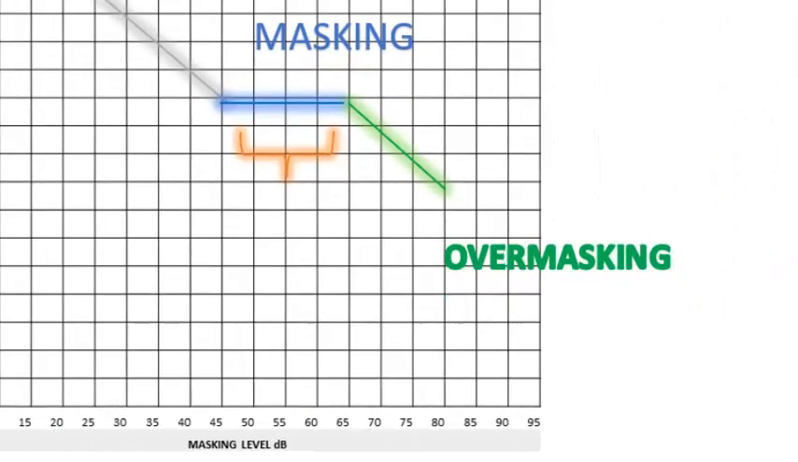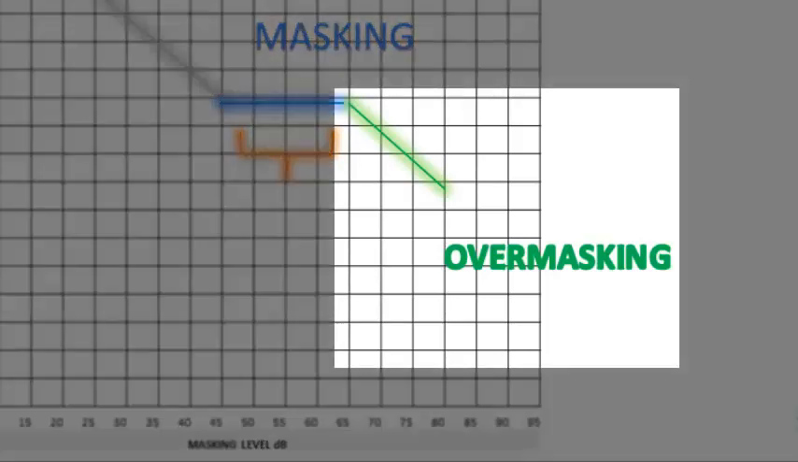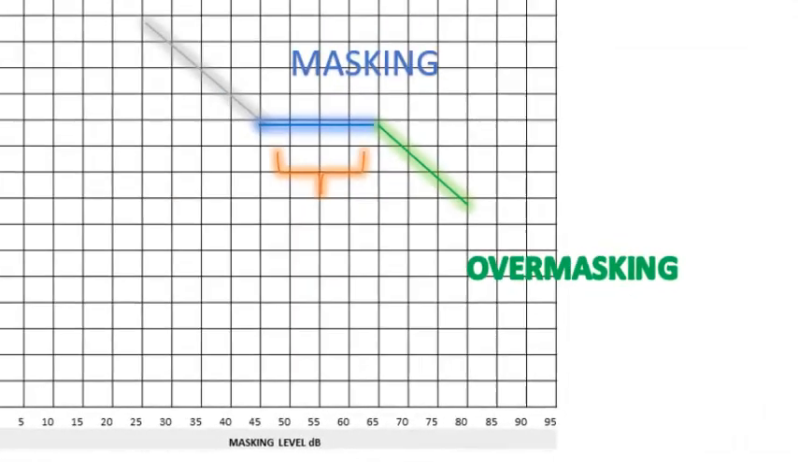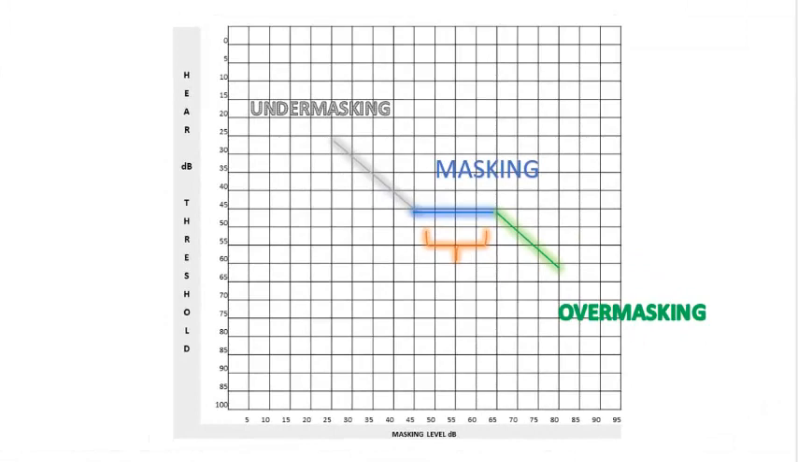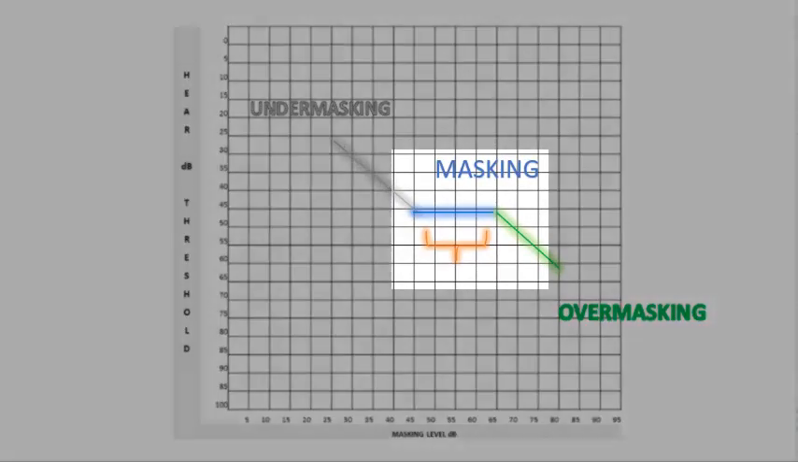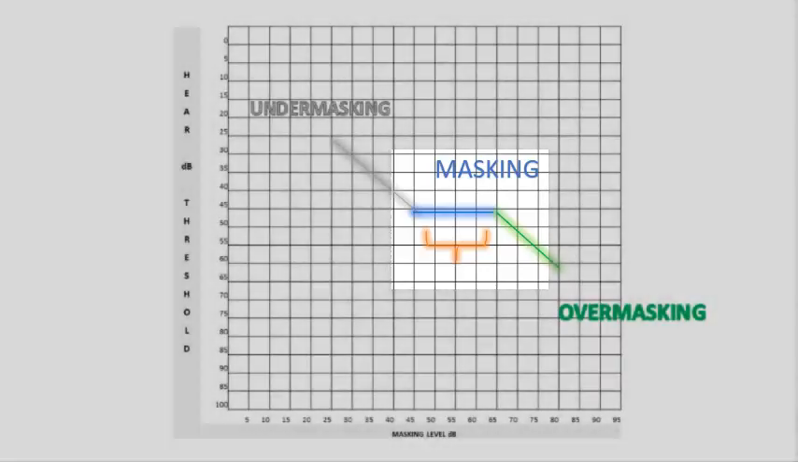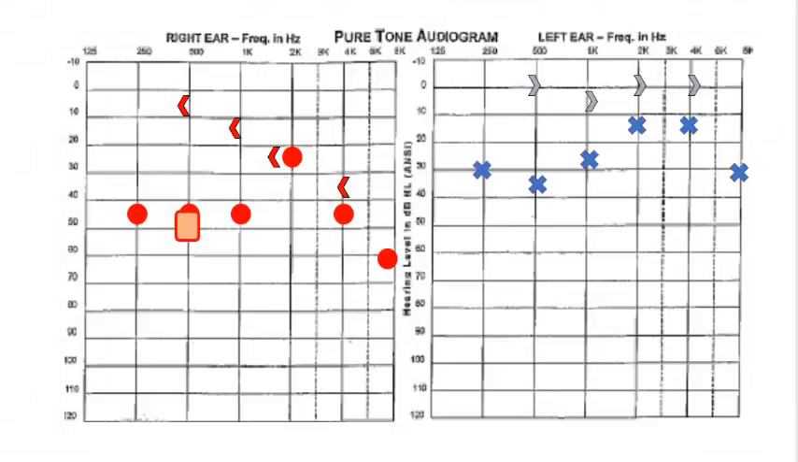Once we start increasing the loudness of the masking noise, it can cross to the test ear and interfere with our testing. This is the overmasking part of the graph. As the masking noise gets louder in steps, the test results get worse and worse because the overmasking is affecting the test ear side. Whereas before we had a nice wide plateau, here we have a narrow plateau due to the low interaural attenuation values. Let's take a look at what can happen with low IA and a narrow masking plateau.